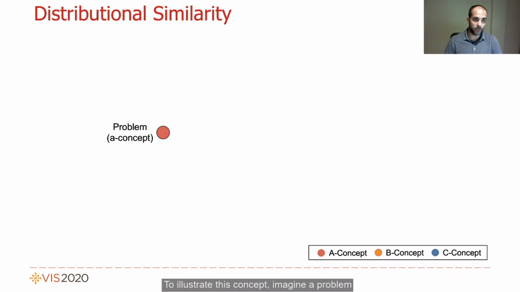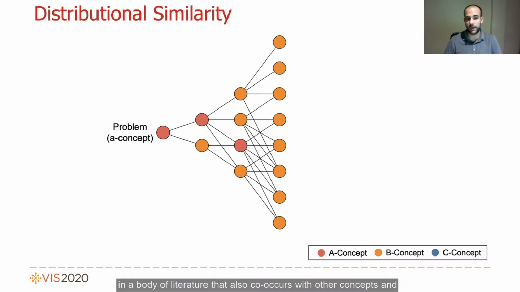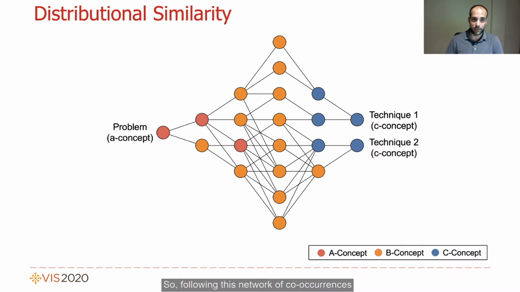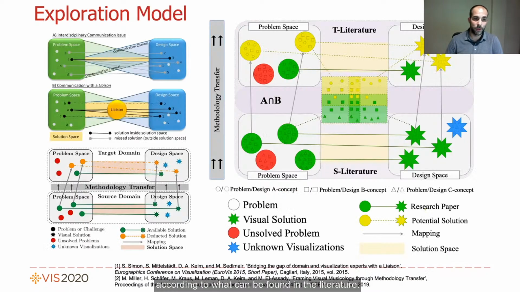So to illustrate this concept, imagine a problem that appears in a body of literature that also occurs with other concepts. And in turn, we have two techniques in a different body of literature that may be potentially interesting for solving this problem. So following this network of co-occurrences, it is easy to see that technique 2 in this case is more fit to solve our problem according to what can be found in the literature.